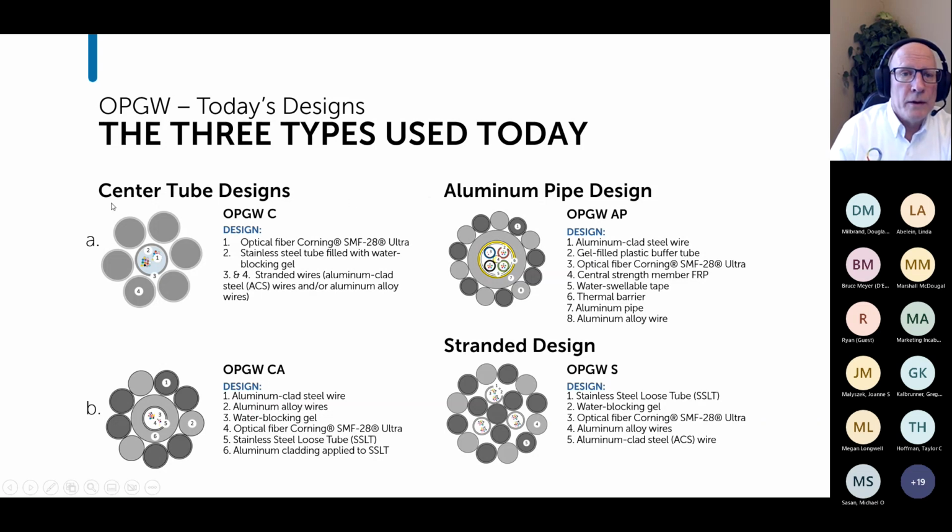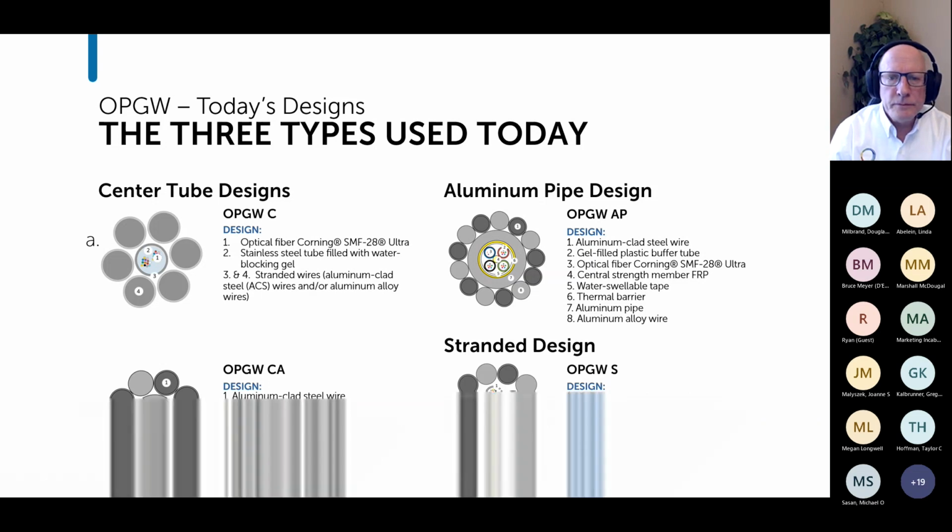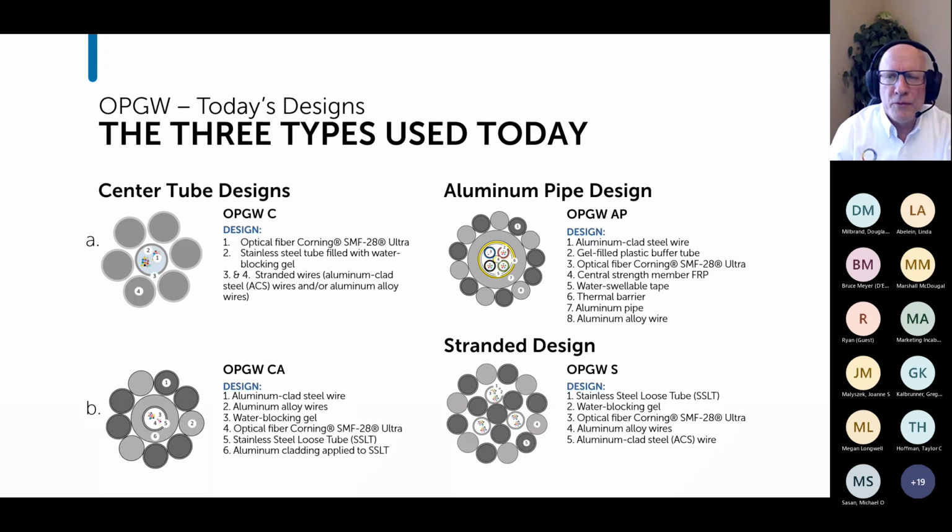But before we do that, real quick, you've got center tube designs. There are a couple flavors of that. Basically, there's a tube in the center of the cable, hence the name. The two flavors are just a plain stainless steel tube or a stainless steel tube with aluminum, which can be added in a couple forms. We'll talk about that in a minute. So that's center tube designs.